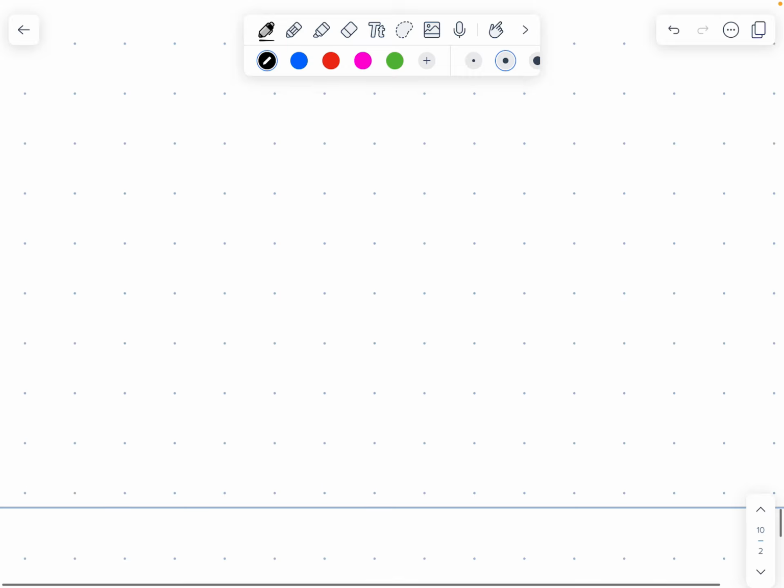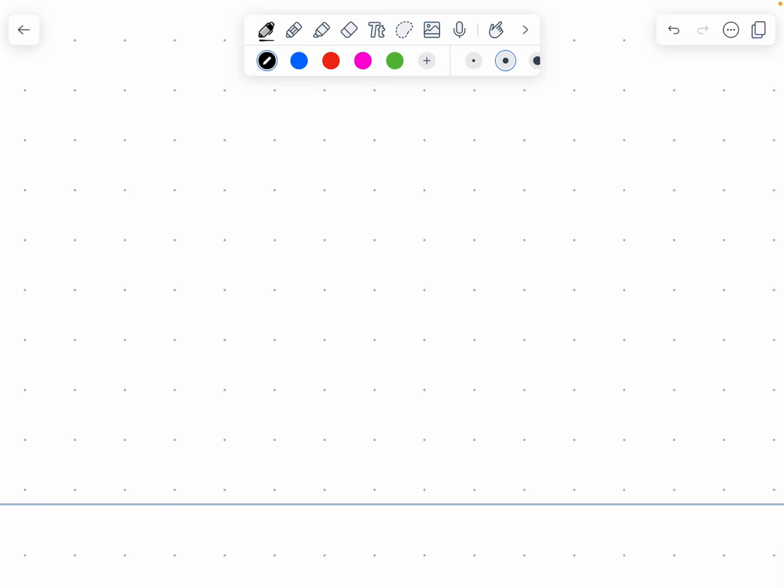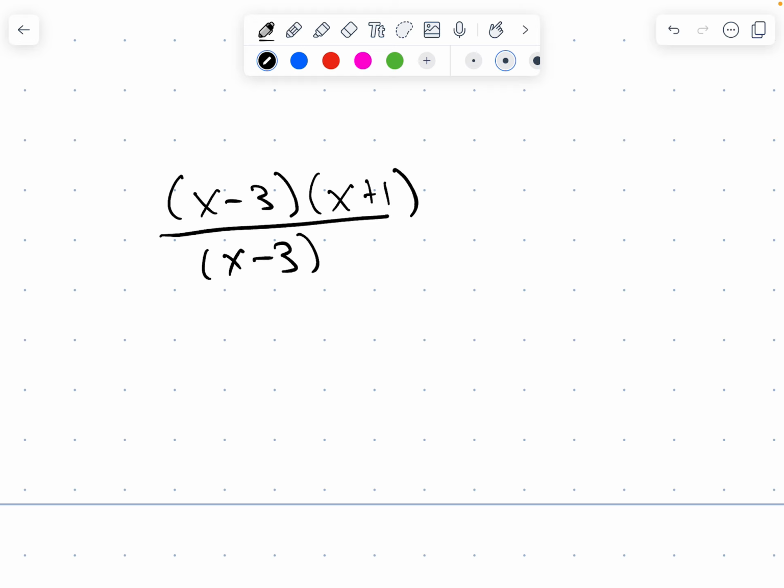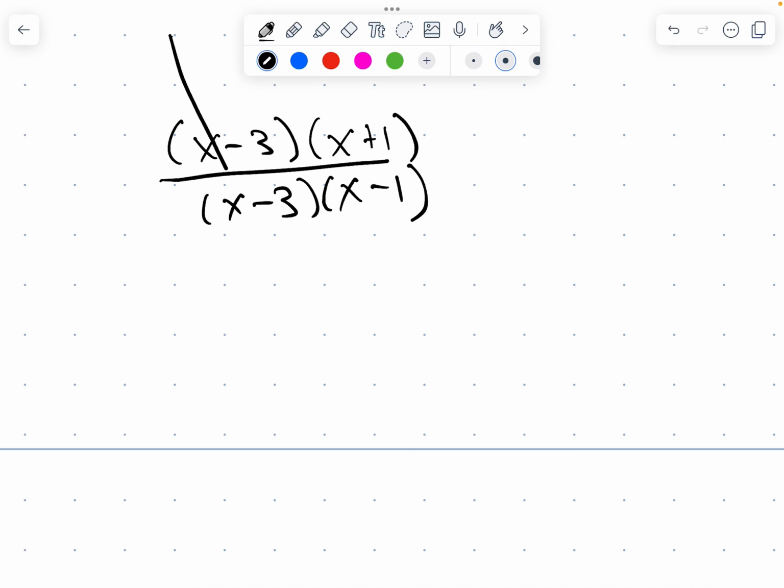Okay, so final one. Let's do x minus 3 over, let's do it, x plus 1, x minus 3, x minus 1. All right, so first of all, let's identify the hole. These guys pretty much cancel out, but we have to remember that in our graph, x does not equal 3. That means 3 will not be in our domain. There will be a hole at 3.